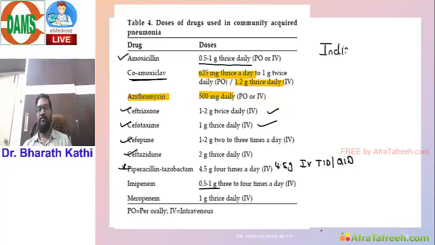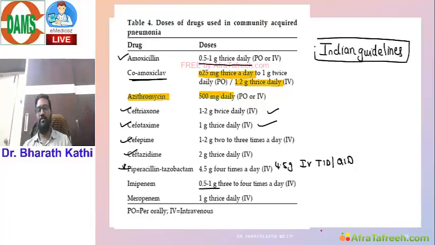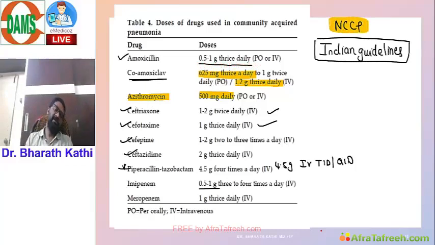This I have taken from Indian guidelines for community acquired pneumonia, given by the National College of Chest Physicians. So we have something called NCCP. NCCP Indian guidelines, National College of Chest Physicians.